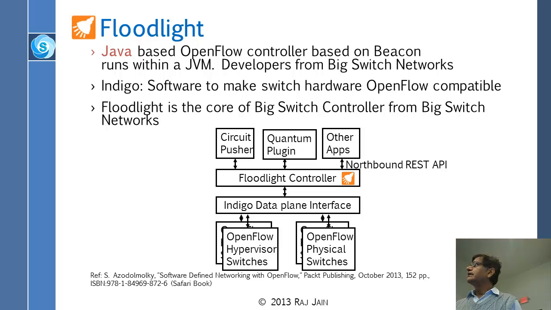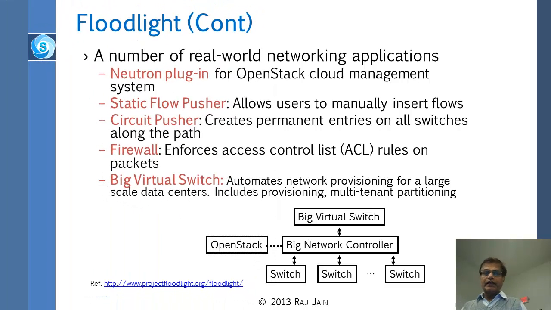All right. Here is the symbol for Floodlight. Now, everything else is standard. Basically, you have the apps, you have the controller, you have the Indigo data plane, it says here. So if you have switches which use Indigo, you can use that, but you can also have Open vSwitch. Everybody supports Open vSwitch. All the controllers that we have talked about, although I may not have said explicitly, everybody supports Open vSwitch, which is a software switch.